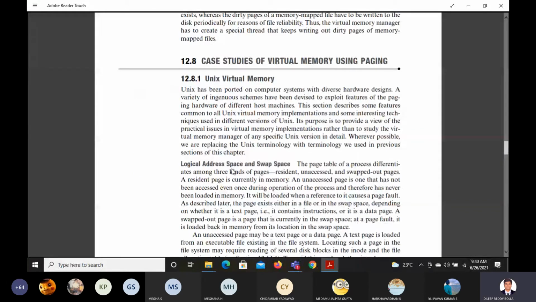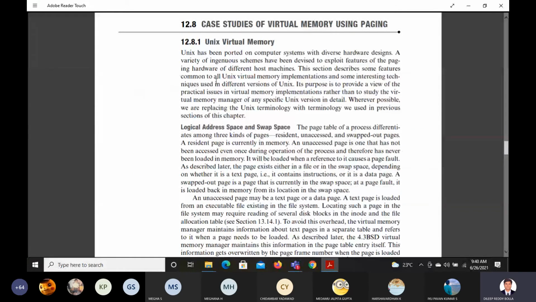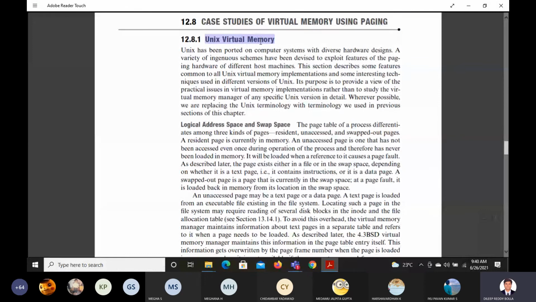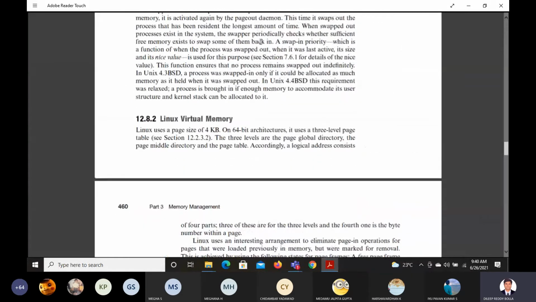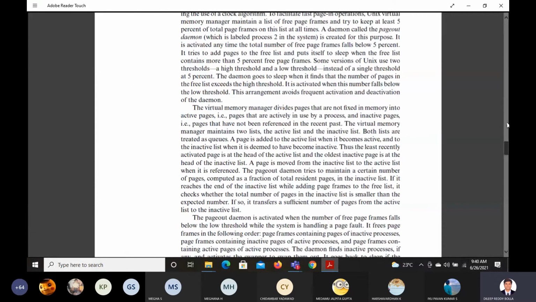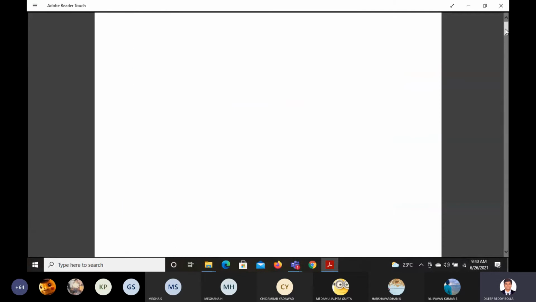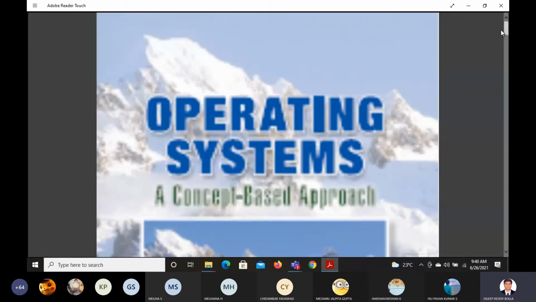Unix, how Unix is going to use virtual memory concepts, and then how Linux is going to use the virtual memory concepts. These two you can just brief out: how Linux and Unix have implemented virtual memory concepts. So that's about your third module. The fourth module I have anyway discussed with you. I will just show you what is there in the textbook.